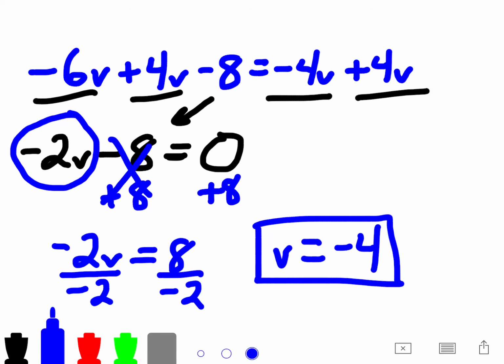So combine things if you can, distribute things if you can, and then try to get all of your variables to one side. Once you have your variables on one side, get your constants, your numbers, on the other side, and then you're just solving for whatever variable you have, right? Rewatch this if you need to.